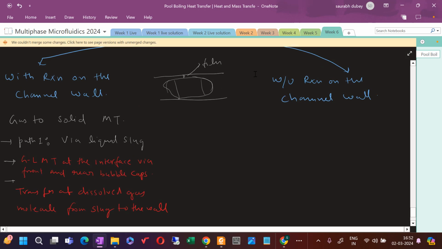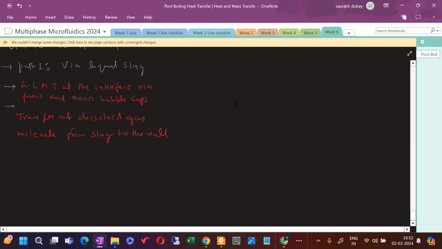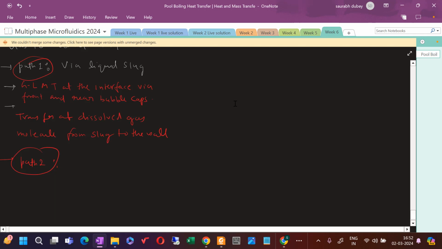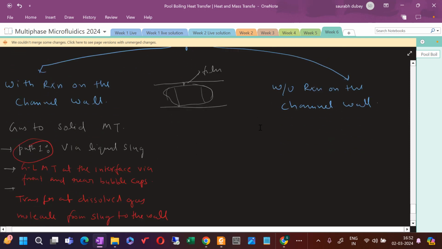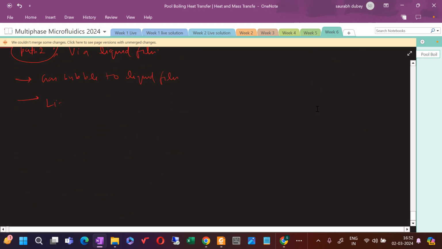if the reaction is happening on the channel wall, then there could be another path, that is path 2. This was path 1, another one is path 2, via liquid film. That was via liquid slug, here via liquid film. So via liquid film, what could happen? Gas bubble to liquid film. Okay, first from this region, gas bubble to liquid film, and then liquid film to the catalyst wall. Suppose that the wall of the channel is made up of catalyst. Liquid film to catalyst.